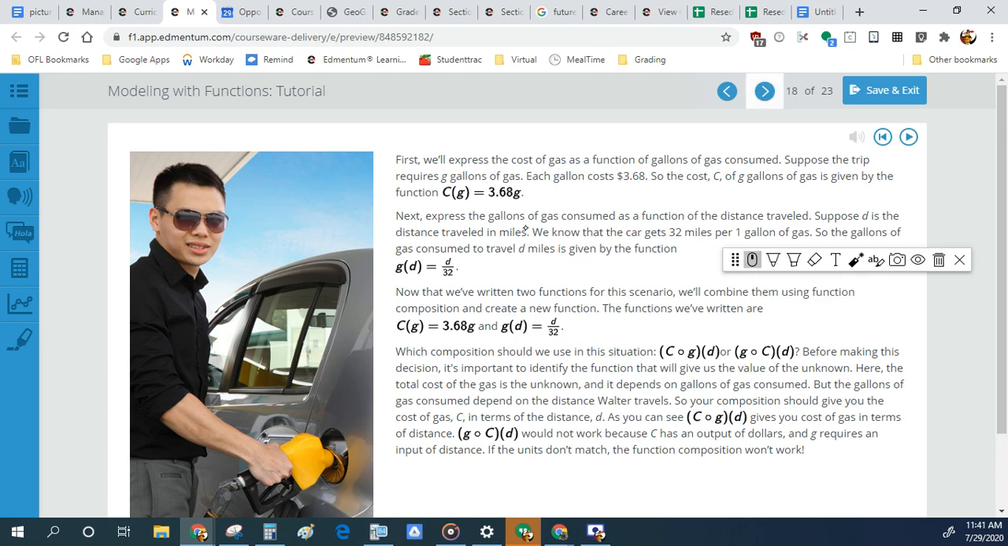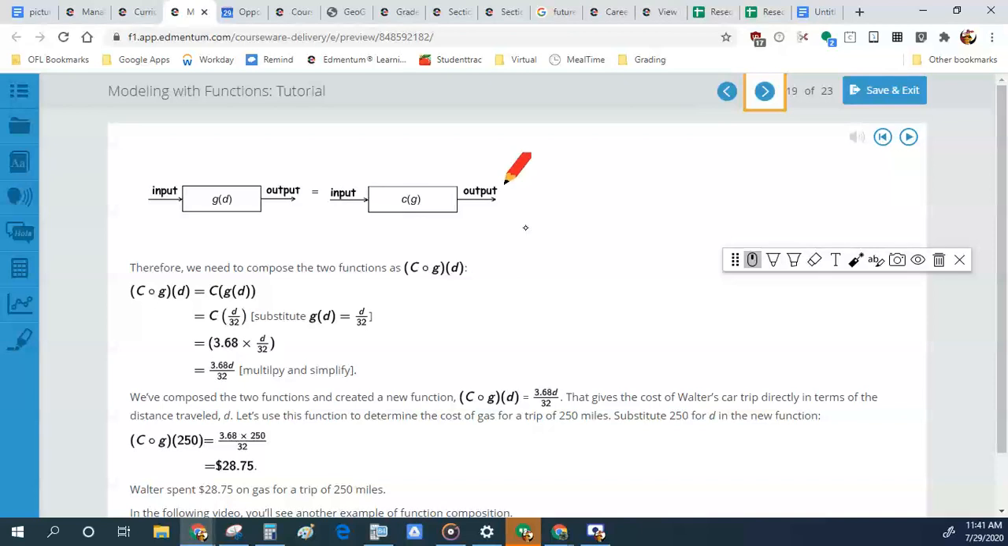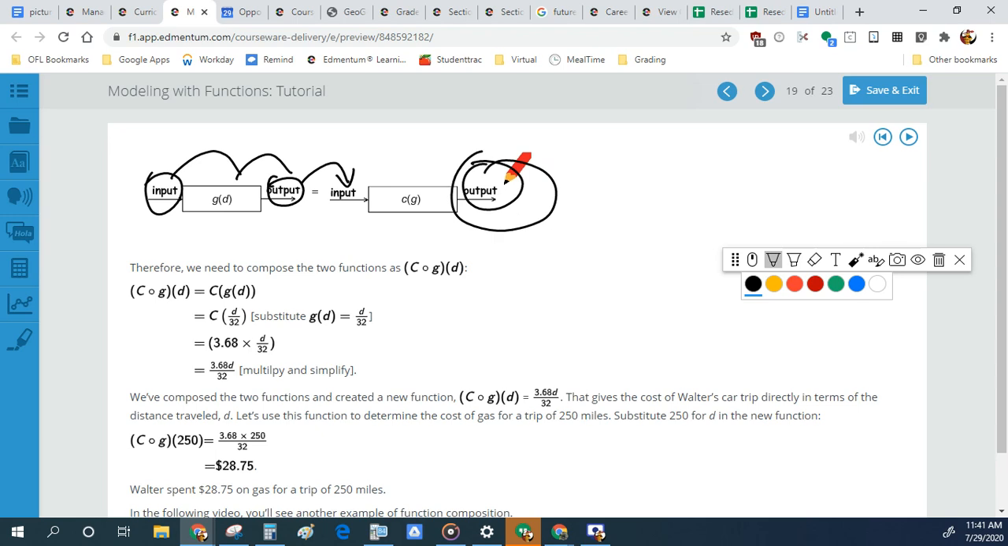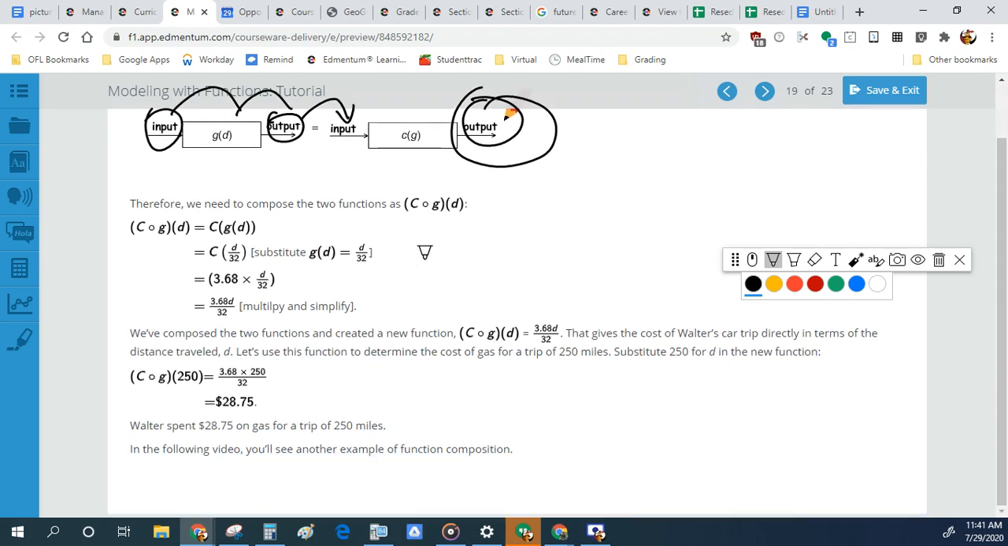All right, so moving on. Here they're just giving you a visual aid. We have an input, it goes into this function, gives you an output, and then we take this output to become the new input, and that's going to give us the overall output. So that's just a visual aid on what we've been learning so far.